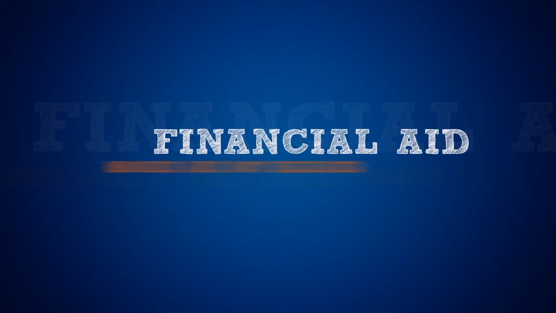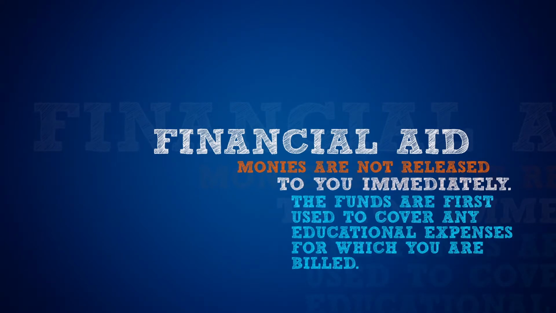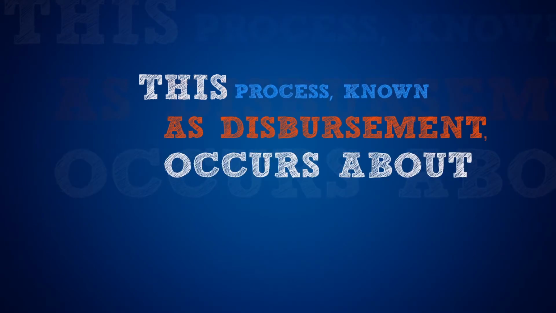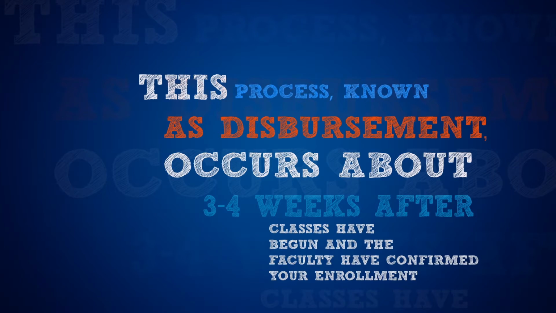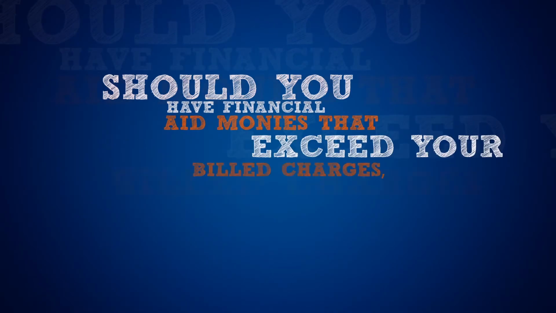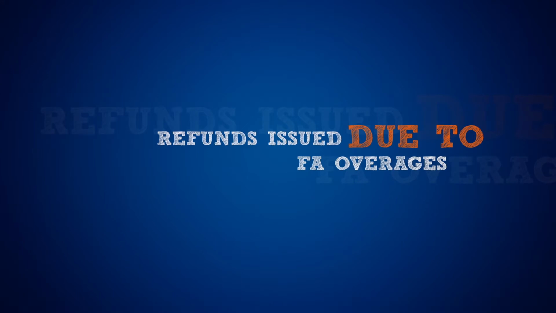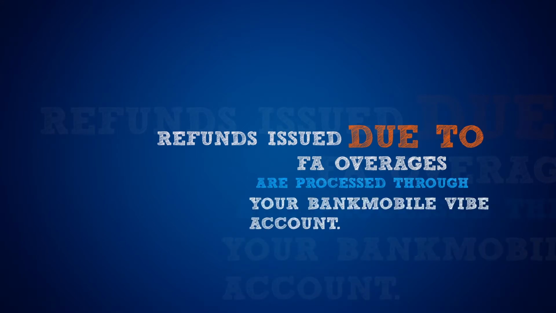If I take out loans to cover living expenses or have additional financial aid, when can I expect to receive it? Financial aid monies are not released to you immediately. The funds are first used to cover any educational expenses for which you are billed. This process, known as disbursement, occurs about 3 to 4 weeks after classes have begun and the faculty have confirmed your enrollment and attendance in classes. Should you have financial aid monies that exceed your billed charges, then the Bursar's office will refund the additional monies to you. Refunds issued due to financial aid overages are processed through a BankMobile Vibe account.